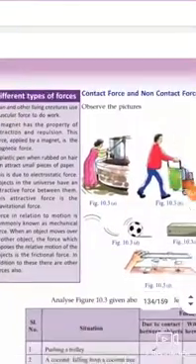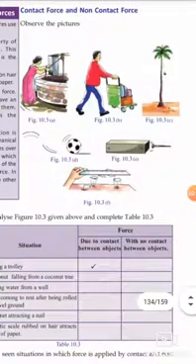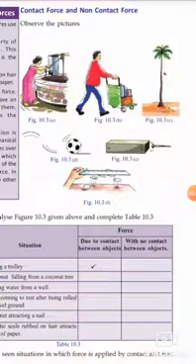Now, today we will discuss different types of forces. Here in the picture you can see many activities. In the first picture, a woman is pulling water from a well. As she pulls the rope, the water in the bucket rises up. So here, which is the agent? Her hands, her muscles. Her muscles apply the force.